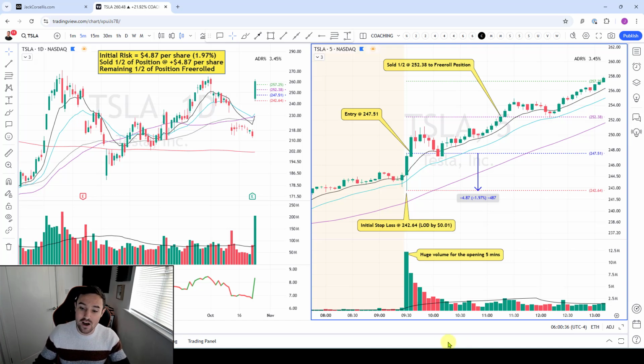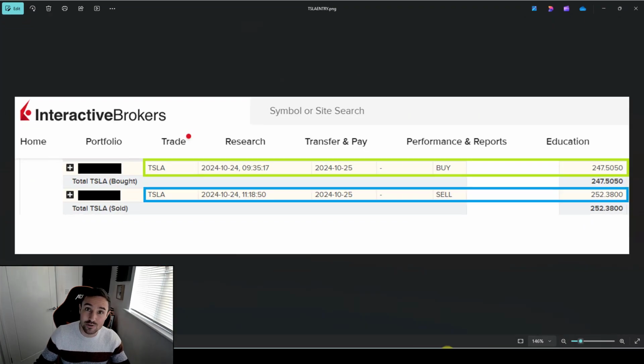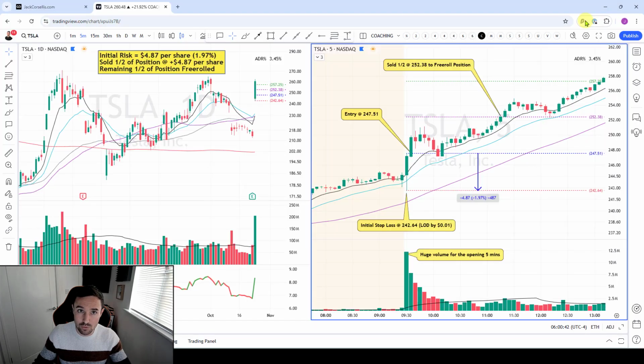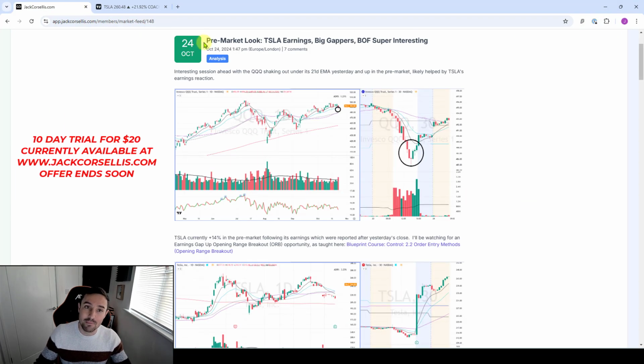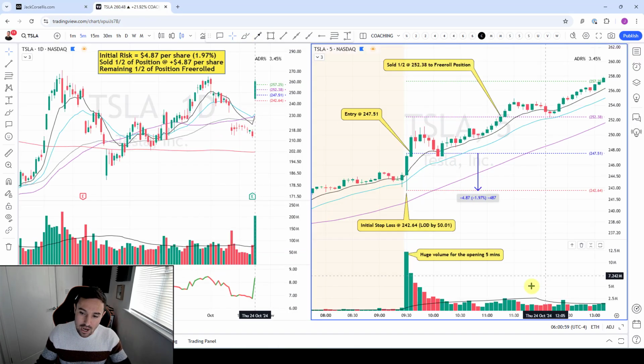We're going to go a step further though. I'm going to show you my brokerage statement, which shows you my exact time of entry and where I was also selling half of the position to free roll the trade. And I'll also take you through my pre-market look post where I'm saying here Tesla currently up 14% in the pre-market following its earnings, which were reported after yesterday's close. I'll be watching for an earnings gap up, opening range breakout, ORB opportunity as taught here, and then linking to a video. So I really hope you're going to enjoy this video. It's a very simple setup once you've learned it, but it's a very powerful setup.